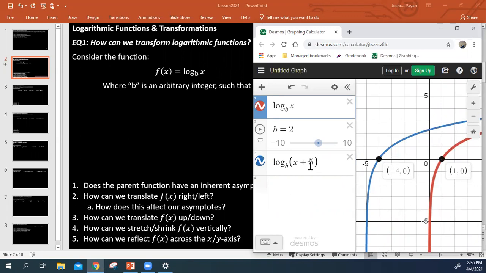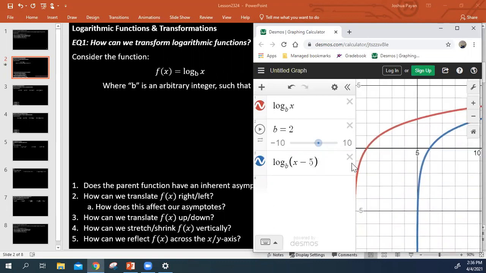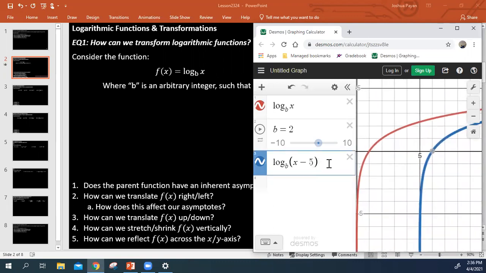All we're doing is throwing it into the parentheses here with a plus or a minus, right? Okay, so what about up or down? And I guess I'll go ahead and just leave it at -5. Why not? Okay, so what if I wanted to shift 5 down? Well, you put a -5 on the outside of the parentheses.